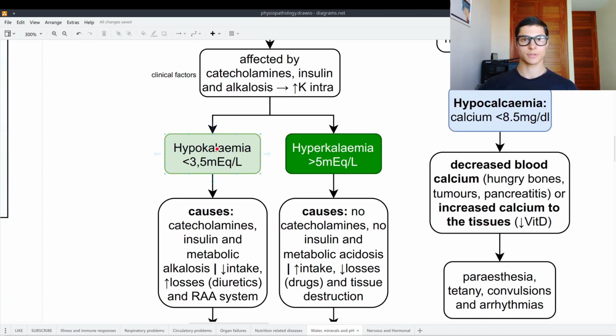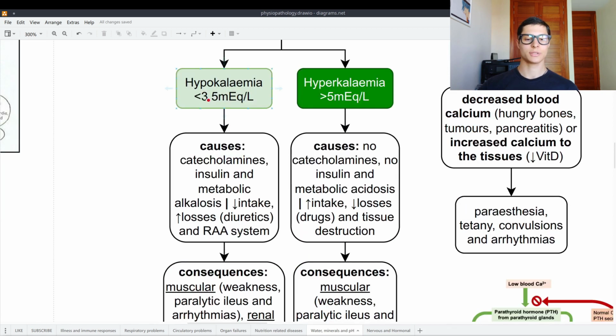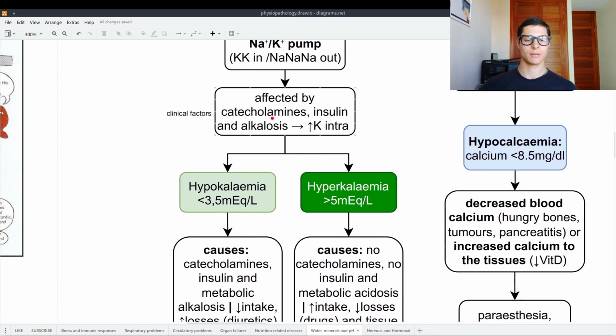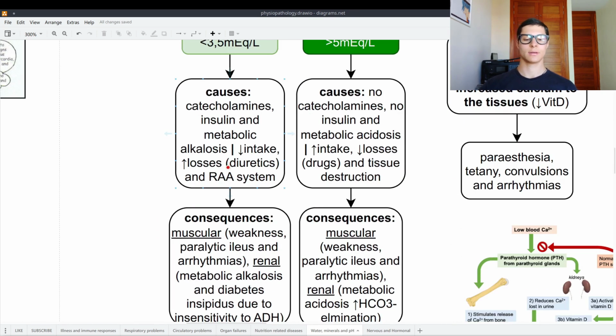And here we have to differentiate between hypokalemia and hyperkalemia. Hypo is when the concentration is below 3.5 milliequivalents per liter. Hyper when it is above 5 milliequivalents per liter. Causes of hypokalemia: catecholamines, insulin and metabolic alkalosis, as we saw here, as well as lower intake, higher losses because of diuretics, and the renin-angiotensin-aldosterone system.